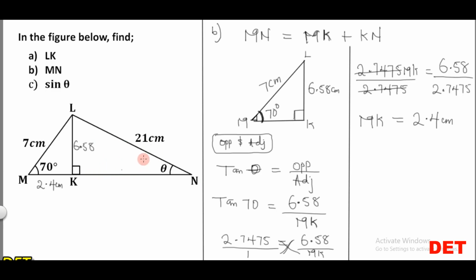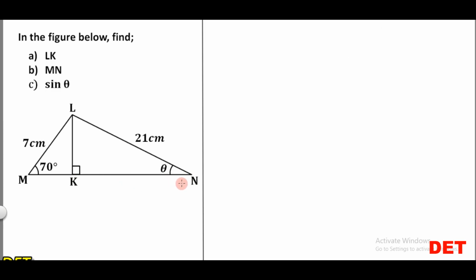All right, so how do we look for our KN? All right, so let's take this to the next page. Here my MK is what? 2.4 centimeters, right? Then my LK is what? 6.58. So I want to look for the value of what? KN.